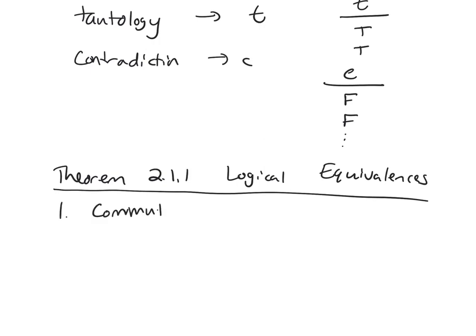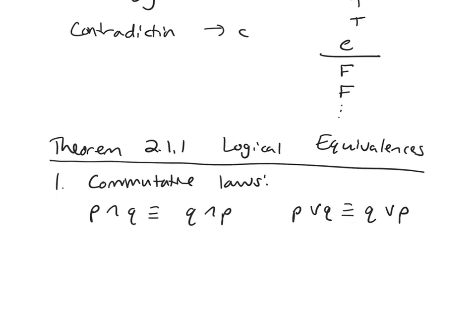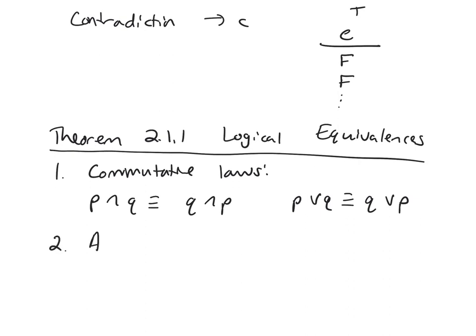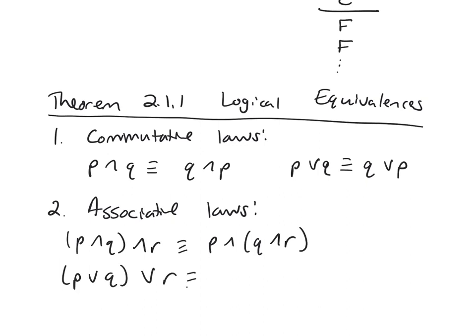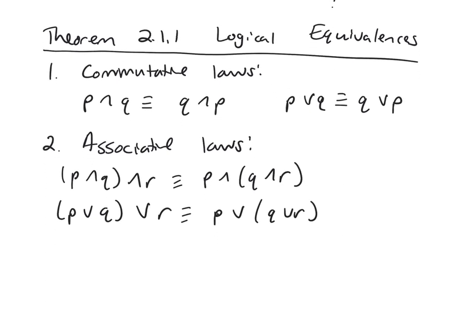This first one are the commutative laws. They tell you that P and Q is equivalent to Q and P, and the same thing with an or: P or Q is equivalent to Q or P. The second one is the associative law, which tells you P and Q and R is equivalent to P and Q and R, grouped differently, and you have a similar statement with ors, P or Q or R. Okay. Commutative law, associative law.